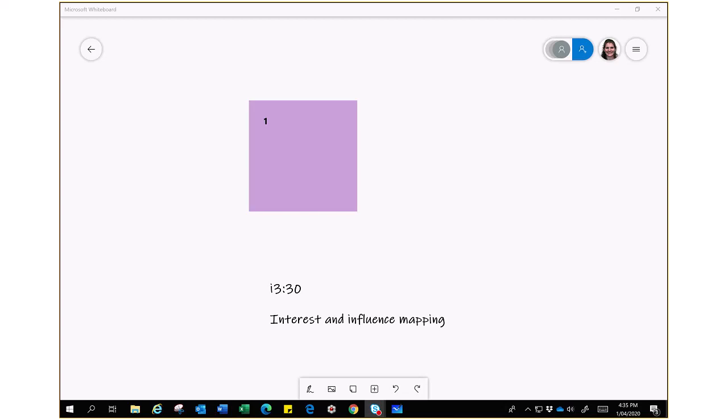So we thought to structure the session into what it is, this interest and influence mapping, why use it, when to use it, and how to use it. And there'll be a few minutes at the end when you can instant message any questions, and we'll answer as many as we can in the time. And then the rest we'll answer after the event and share the responses.